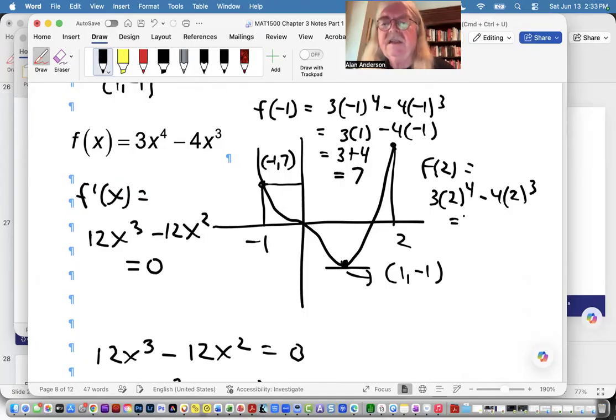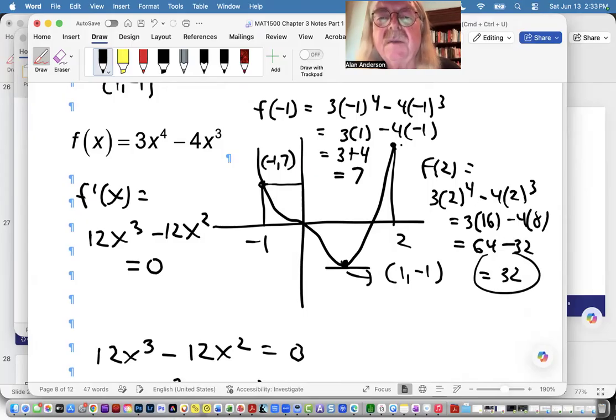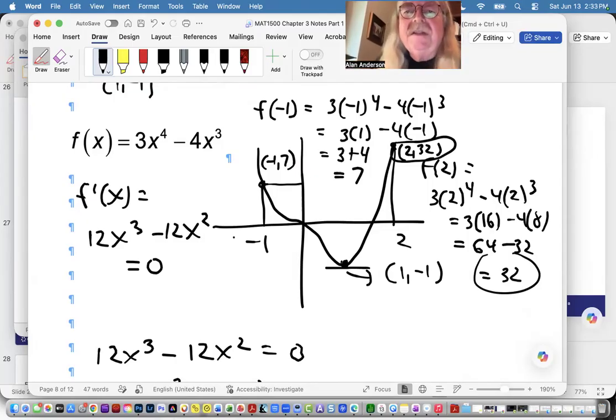2 to the fourth is 16. 2 cubed is 8. So this is the point 2 comma 32. So these are potential candidates for being extreme points as well.